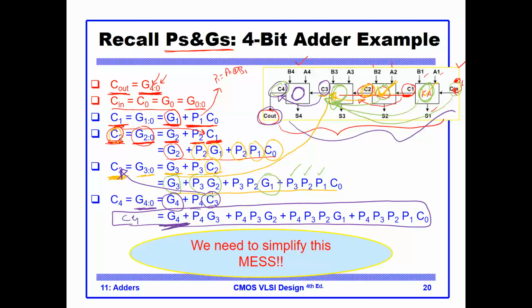Well, first of all, I can generate C4 if I can generate it in this bit position, or I generated at 3 and I propagated at bit 4. Or I generated at 2 and I propagated it at 4. Or I generated at 1 and I propagated all the way to C4. Or I have Cn coming here and I can propagate all the way to the end.